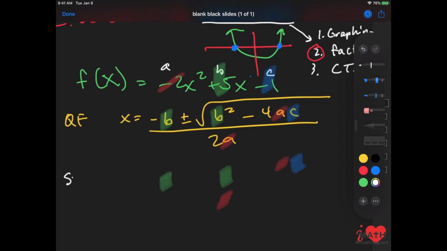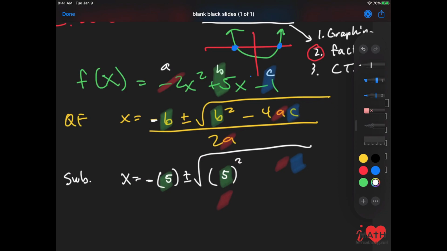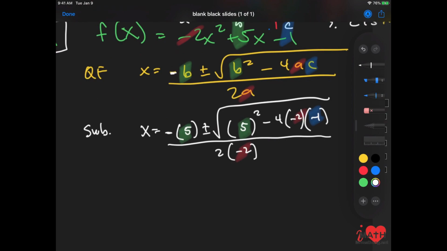So now let's go ahead and do the substitution. X equals, remember, you have to have this negative sign on the outside, regardless of whatever the b value is, which is 5, plus or minus the square root. The b value is 5. Remember, you put your replacement in parentheses, minus 4 times -2 times c value, which is -1, all over 2 times the a value, which is -2. So we just replace those values, right? And now let's go ahead and simplify.